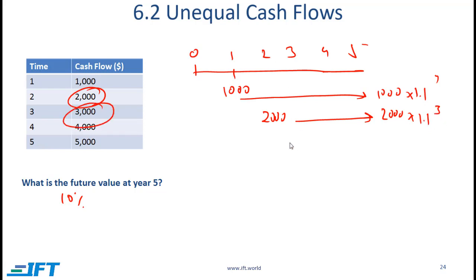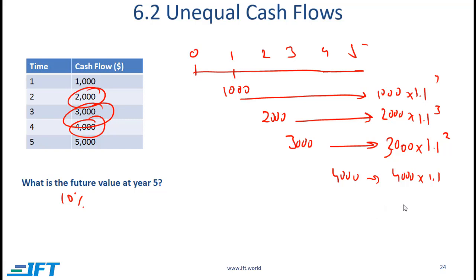And then 3000 from here. This is compounded 2 periods. So 3000 into 1.1 to the power of 2. 4000 is going to be compounded just 1 period. And the final 5000 at the end of year 5 is what you have. So add all these numbers. That is your future value at the end of year 5. When you do the calculation, what you should get is 17,156.1.